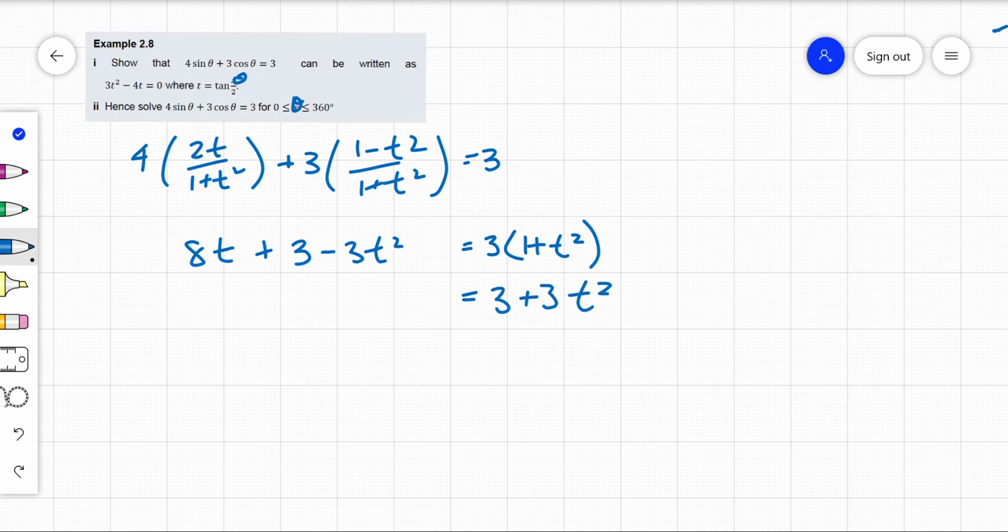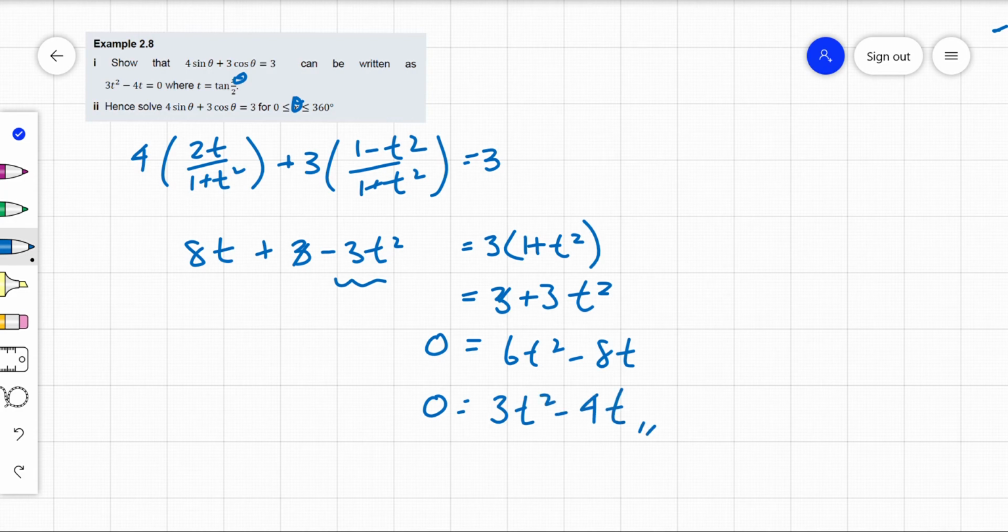So if I put everything on, let's go for this side since it's positive t squareds. So I'm going to add the 3t squared and have 6t squareds. These 3's will cancel, and then I'm going to have minus 8t. Alright, and of course we can divide that all by 2, and we get what we were looking for. Alright, so hence solve. So what are we really solving? So if we're solving 4 sine theta plus 3 cos theta equals 3, that is the same as solving this quadratic equation for t, where t equals tan theta on 2.